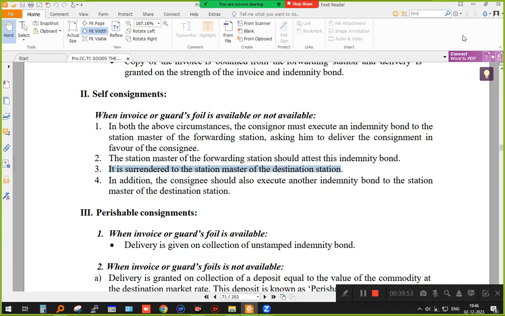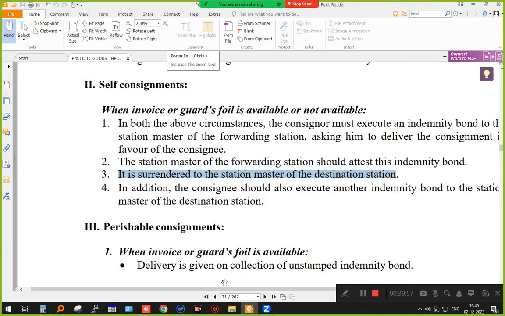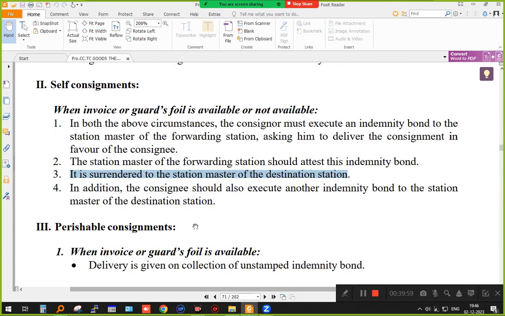How does this happen? Either the bearer will bring it. Yes, somebody should bring it, or it should be sent by registered post or courier, or whatever the consignor and consignee decide. By that means, this paper with the seal and signature of the originating station master should reach the station master of the destination station.